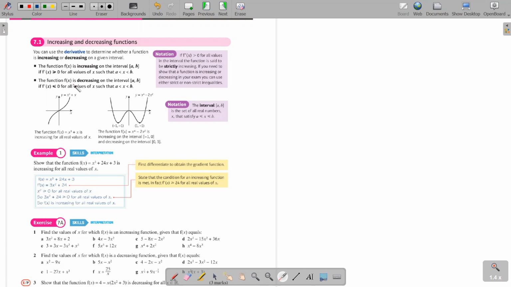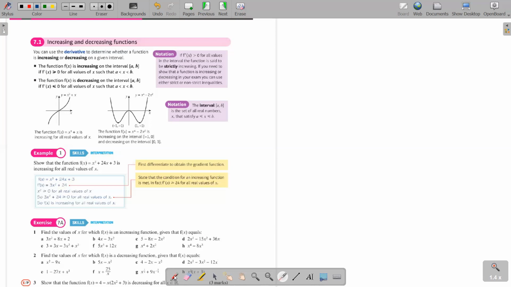In the previous P1 book, differentiation, you learned the gradient of a curve is given by dy by dx. Dy by dx is the gradient of the curve, or we even say it's the gradient of the tangent to the curve. Do you remember? If you have a positive gradient, the graph is increasing, which means the y values are moving up. If dy by dx is negative, it means at that point the graph is moving down. That's decreasing.